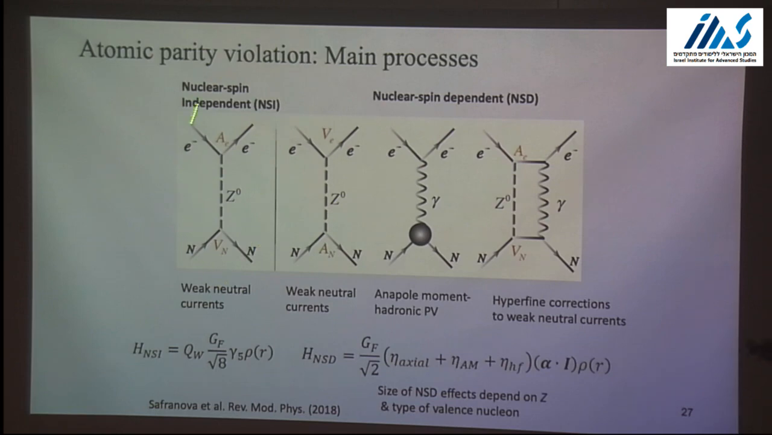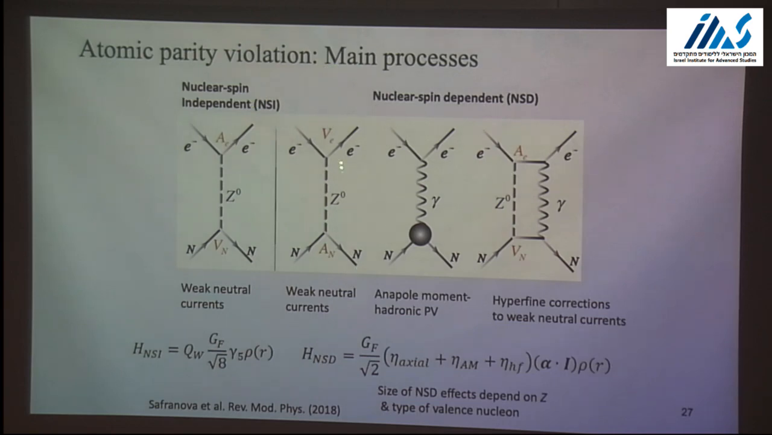Okay. The important thing is that this main process is independent of nuclear spin. So that's why we were talking about the nuclear charge. But there is also the nuclear spin dependent part. And so now there are three diagrams.